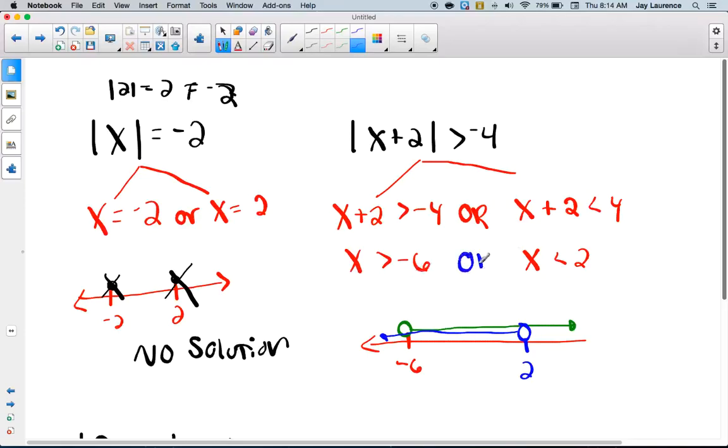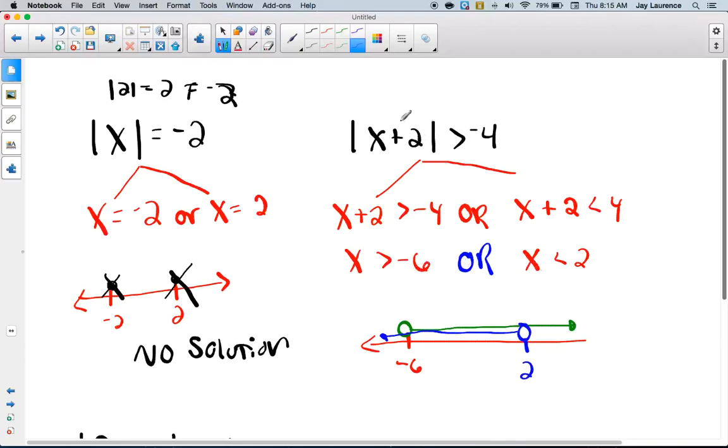And remember, this is an OR, therefore only one of these has to be true at any given time. So no matter what number you pick on the number line, any number you pick, it will make at least one of these inequalities true. Okay, if I pick 2, 2 is not less than 2, but 2 is greater than -6. So 2 is in my solution set. If I pick 1,000,000, well, that's true on this side, right? If I pick -35, well, that's true over here.